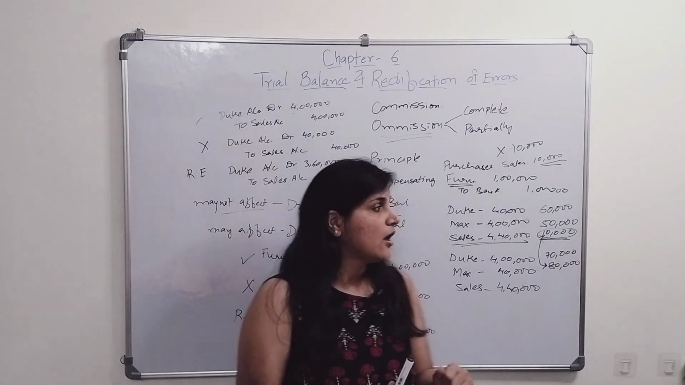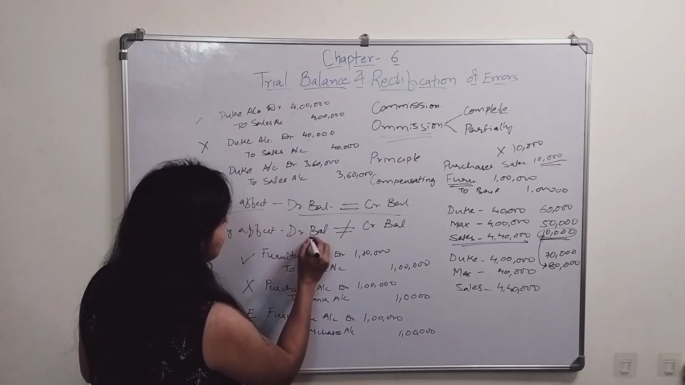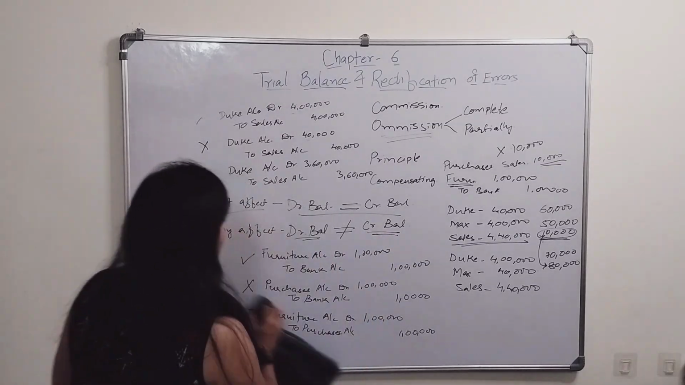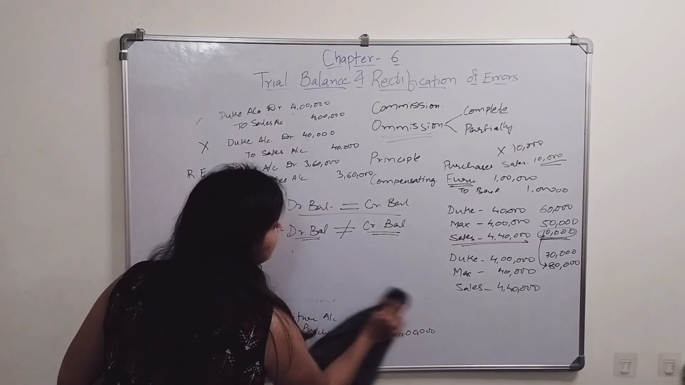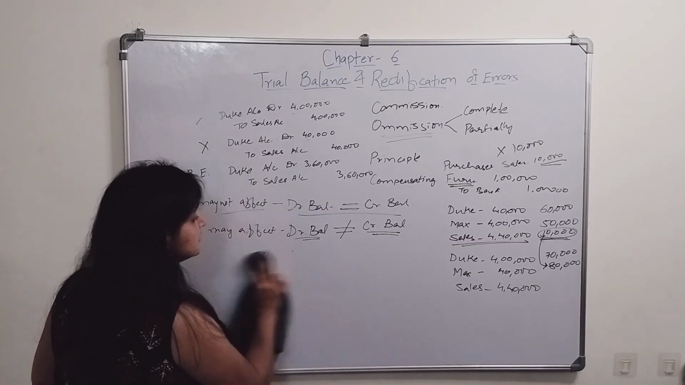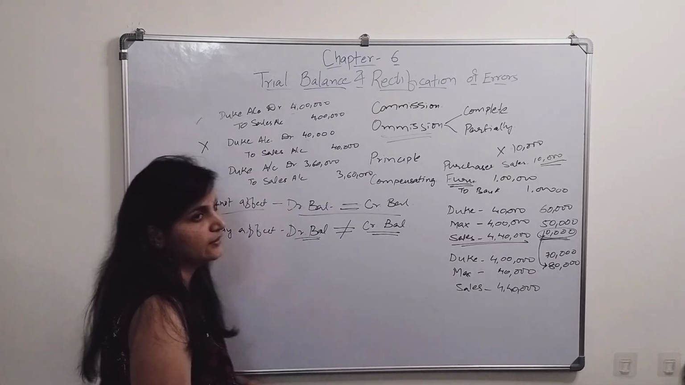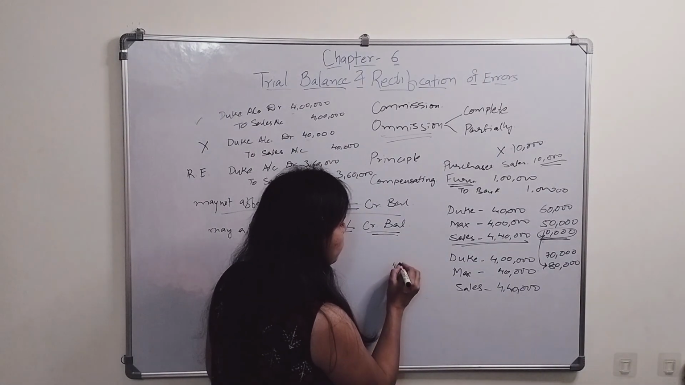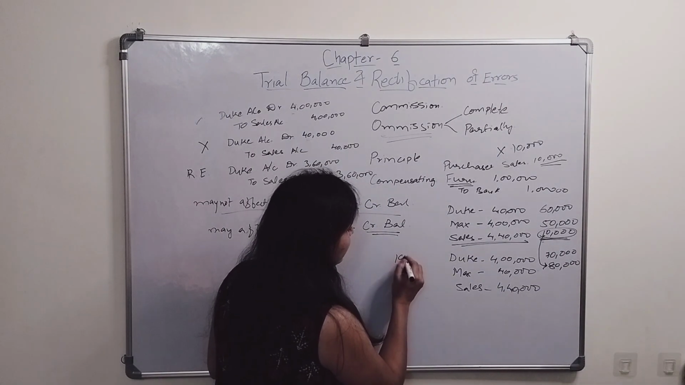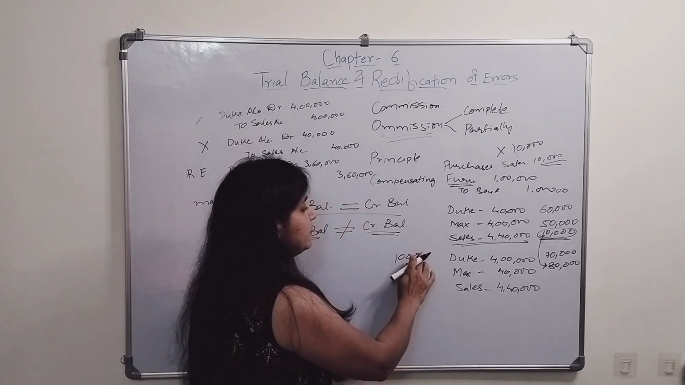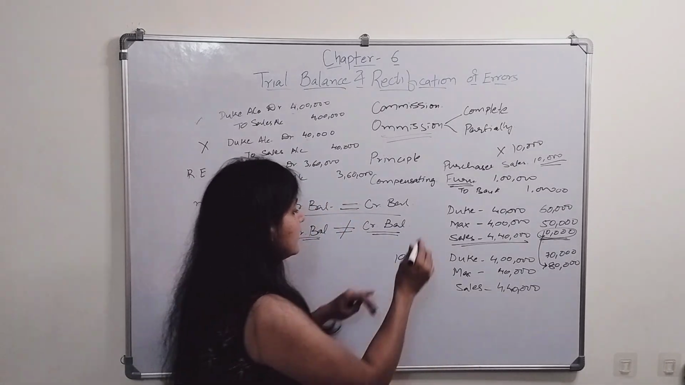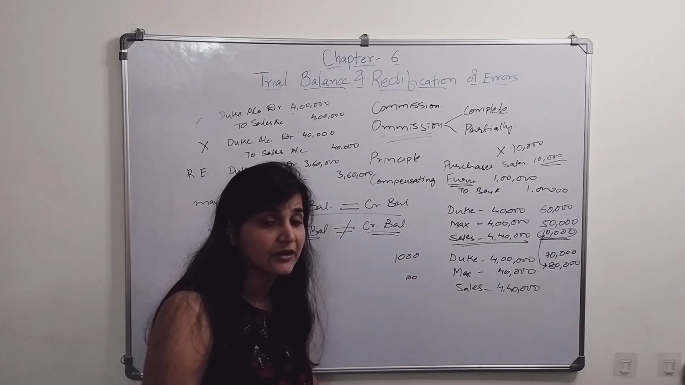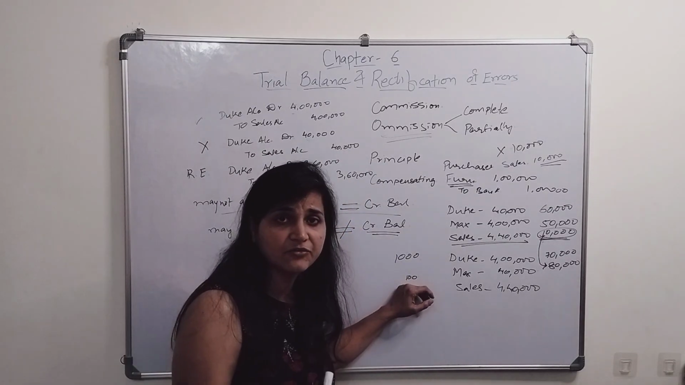Now we will talk about debit balance not being equal to credit balance. It may affect the trial balance. Now it may affect the trial balance means what? I have recorded a transaction. Let's say I purchased goods worth rupees 1,000, but by mistake I wrote it as 100 rupees in purchases. So this is an undercasting of amount.